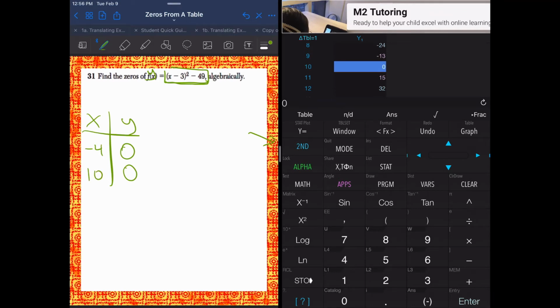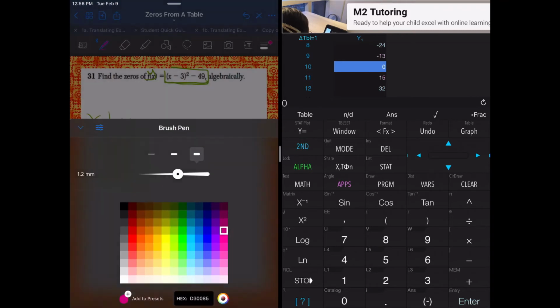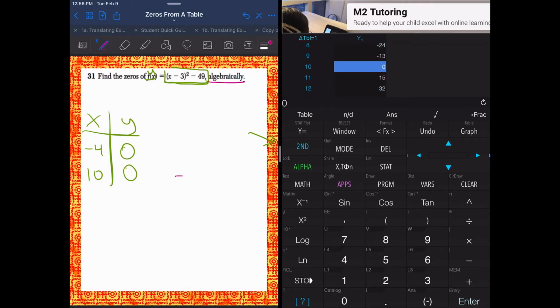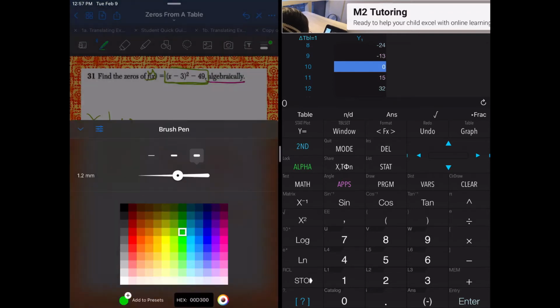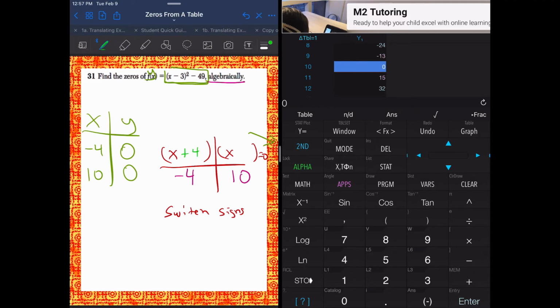So I would get partial credit for having those 2 numbers on the paper, but when they say algebraically, they want you to have factors. So I'm going to take -4 and 10. I'm going to use a T-chart here. Put my x and x. What would my 2 factors be if I know I need to switch the signs? Well, the opposite of negative 4 is positive 4. The opposite of positive 10 is negative 10. So it said algebraically. It looks like I did it algebraically even though I used the calculator.